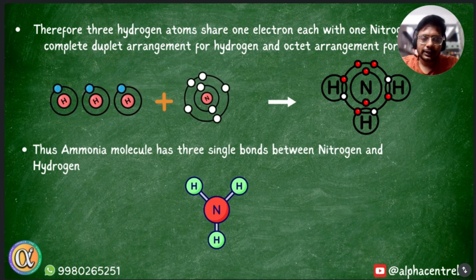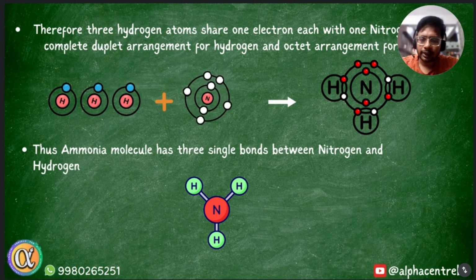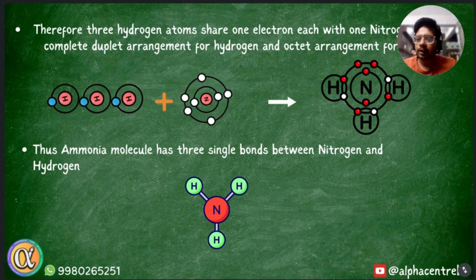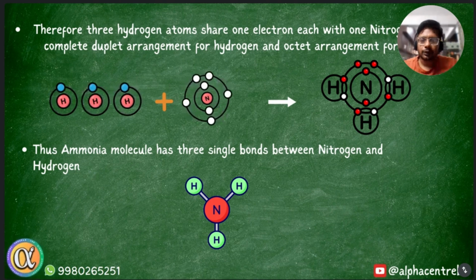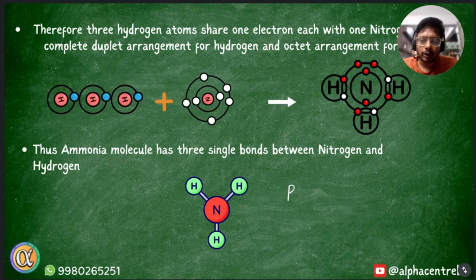The ammonia molecule therefore has three single bonds between nitrogen and hydrogen. Okay, so this is how the molecule of ammonia looks. Nitrogen sharing one with each hydrogen. Is it polar in nature or non-polar in nature?